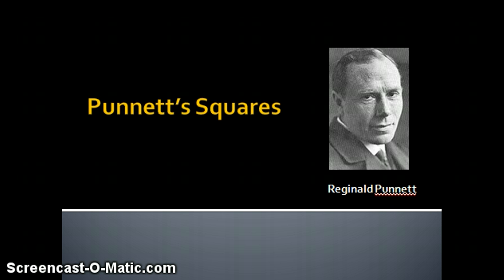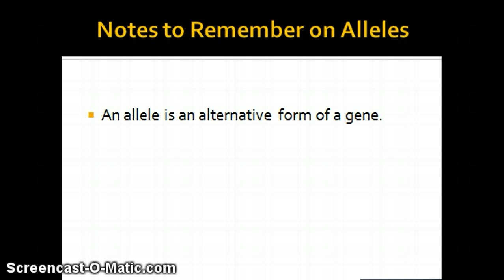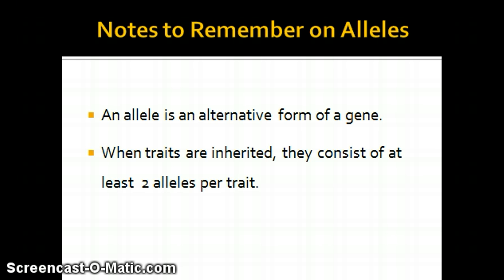Our first point to note is that an allele is an alternative form of a gene. The next point to note is that when traits are inherited, they consist of at least 2 alleles per trait. For example, a human trait consists of 2 alleles. One allele is inherited from each parent.